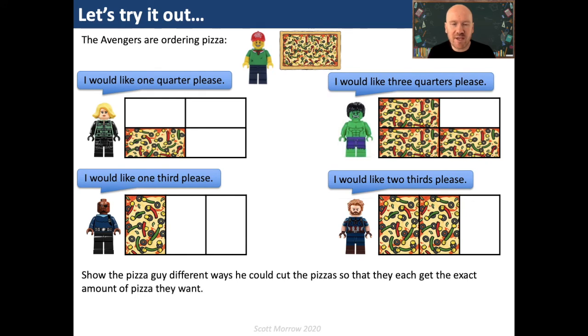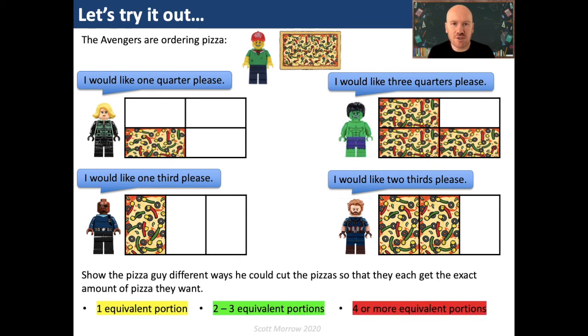So use strips of paper, post-its, draw bars in order to create equivalent fractions to each of those. If you want to go for the mild challenge, can you create at least 1 equivalent portion for each of them? If you want to go for the spicy challenge, can you create 2 to 3 equivalent portions? And if you want to go for the extra hot challenge, have a go at creating 4 or more equivalent portions. So pause the video for 10 minutes or so, have a go at those, and then share those with the rest of the class.